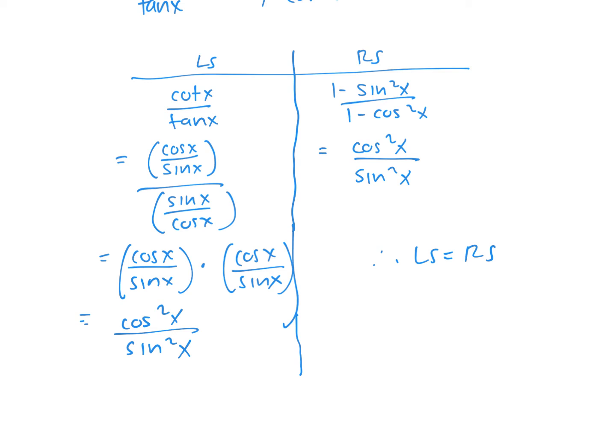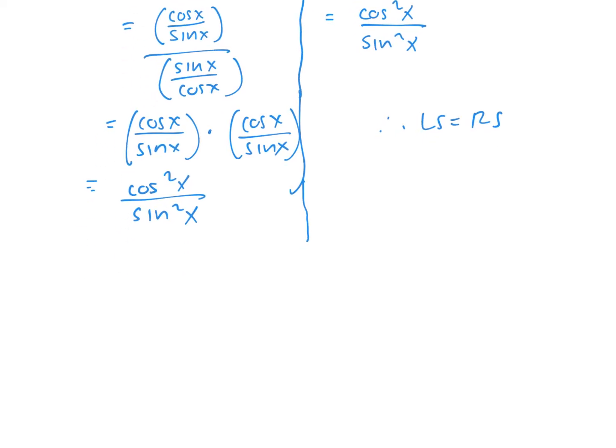So my strategy was change terms to sine and cosine, simplify, check the other side to see what you're trying to achieve, and replace if you have to. Keep in mind, I could have also replaced the left side. I didn't have to change the right side. I have options. I could have replaced this side with 1 minus sine squared over 1 minus cos squared. So it doesn't really matter which side you change, as long as the left side is equal to the right side.